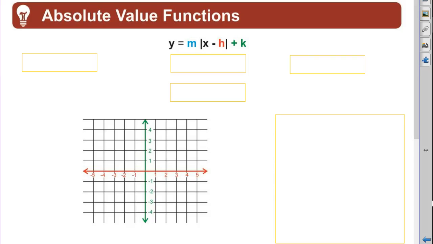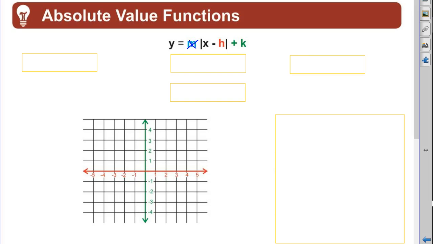All right, so this is absolute value functions, and you should know the pattern for an absolute value function. I have it right here: y equals m times the absolute value of x minus h, plus k. And honestly, in the beginning here, we're only going to deal with a slope of 1, so you don't have to worry about m.